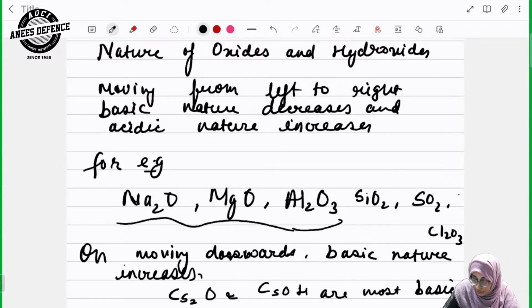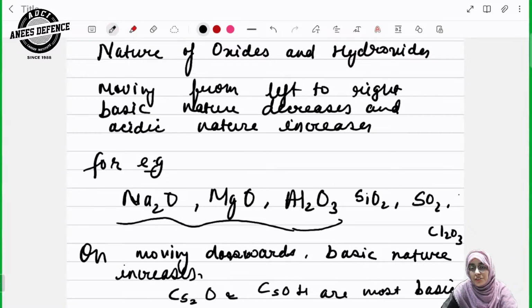So see what we have discussed here, that the basic character goes on decreasing. Metal oxides are basic, non-metal oxides are acidic. So sulfur dioxide and carbon dioxide, which type of oxides are these? Acidic. Sulfur dioxide and carbon dioxide are acidic in nature. Sodium oxide and magnesium oxide are basic in nature.